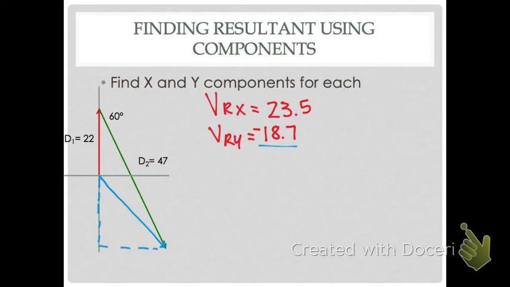These are the sides right here that we just solved for. This x is 23.5. The y is negative 18.7. Do our signs at least match up with what we expected? Our y component is negative, and we needed it to be negative, and our x component was positive, which is what we expected it to be. Does that kind of make sense how we figured that out?